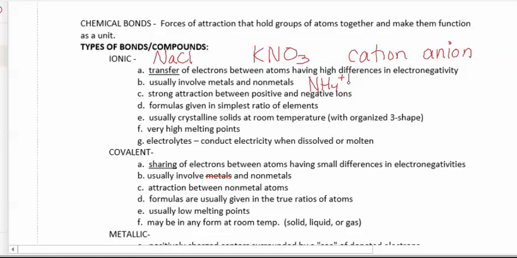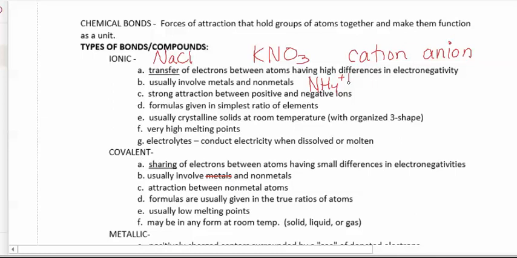and very high melting points. Quite often the melting point for an ionic compound is so high that it makes it very difficult to melt on a traditional hot plate. And they also conduct electricity when they're dissolved or molten. So if they're a solid, they won't conduct electricity.